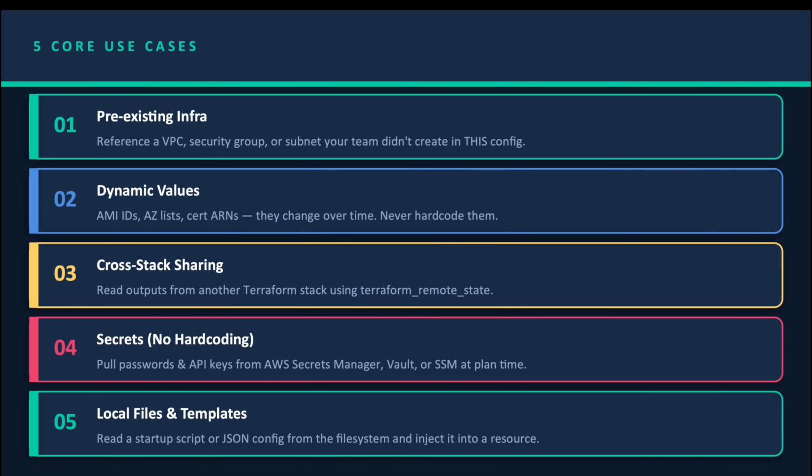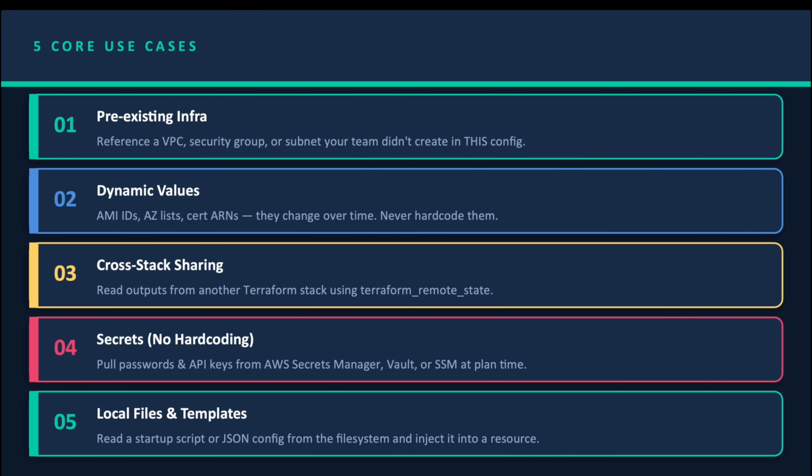One stack needs output from another. That is Terraform remote state, which is coming in the next slide. Fourth one is secrets. No hard coding. You should never hard code passwords or API keys. Pull them from AWS Secrets Manager, Vault, or SSM Parameter Store.